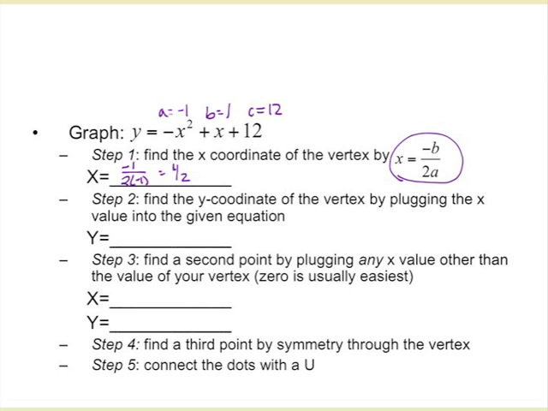That is the x-coordinate of our vertex. So that's where our vertex is located side to side. The next thing we want to know is how high is that vertex. To find that, we're going to plug this x value into our equation. So negative 1/2 squared plus 1/2 plus 12.